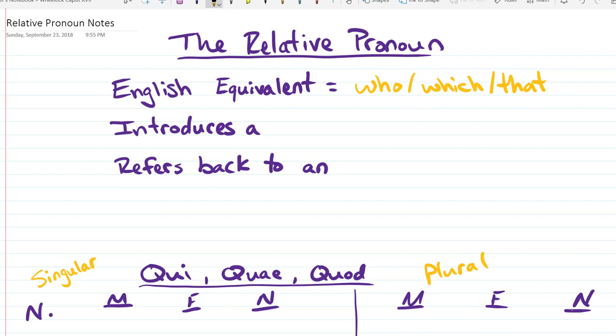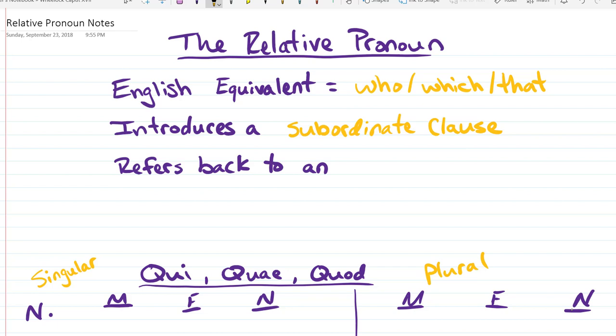What the relative pronoun does, and this is the first time that we're getting this, is that it introduces what's called a subordinate clause. Up until this point, we've only really had prepositional phrases and main clauses. We haven't had something like this yet, and now this is when we're starting to add more complexity to the language. And we'll get into what a subordinate clause is in a second.